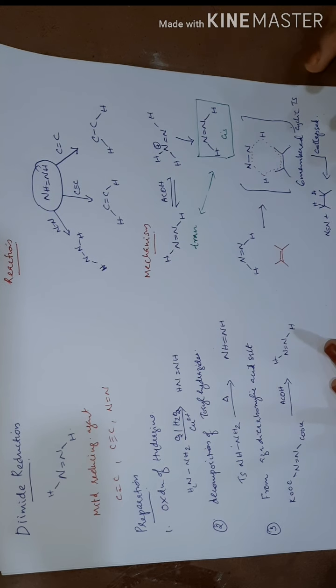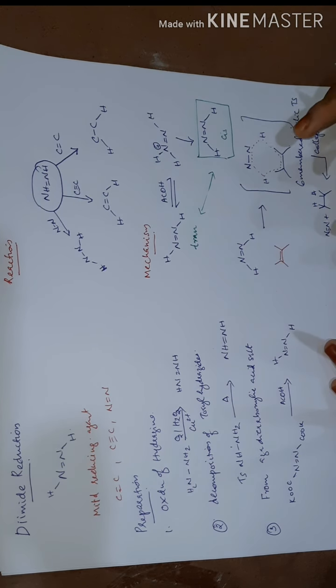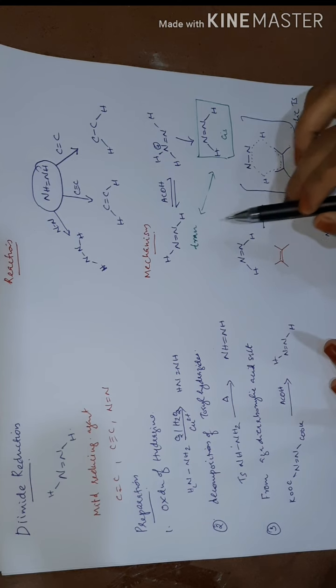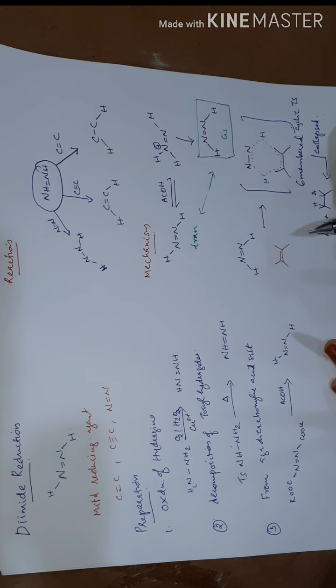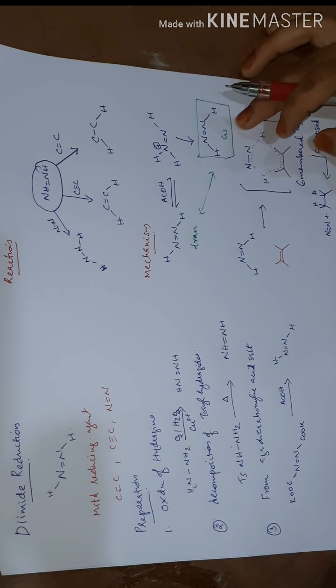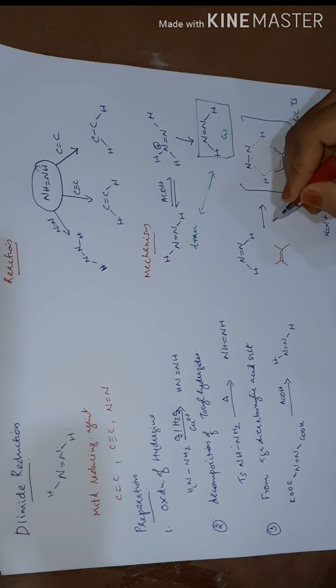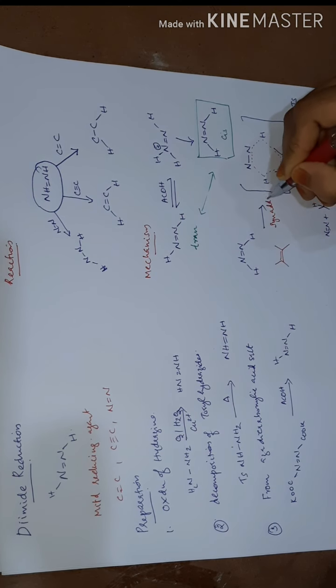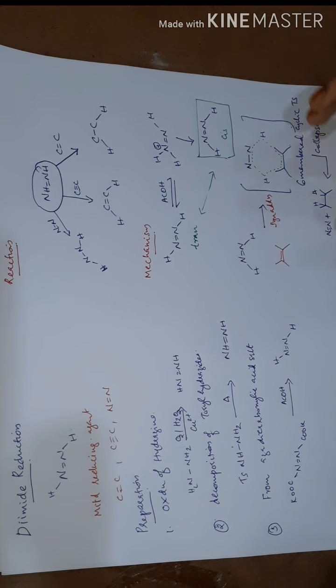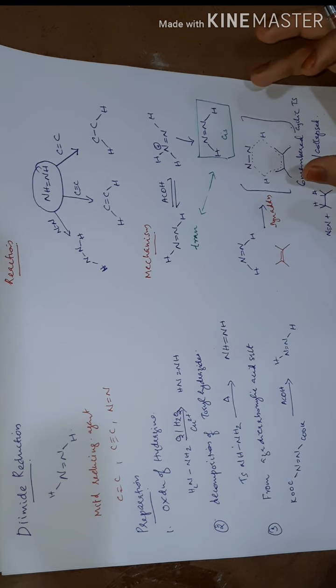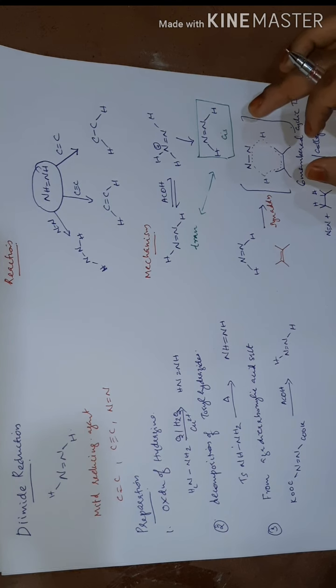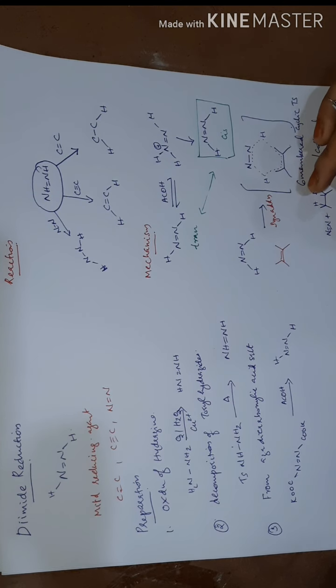So this is the simple, or major, mechanism happening in diimide reduction. That is, the first step is the cis-trans isomerization in the presence of acetic acid, and the cis form is attached to our alkene. Normally the addition of this cis form of diimide to the alkene happens by syn addition. And the reason for the trans to cis isomerization is to make syn addition to the alkene possible.